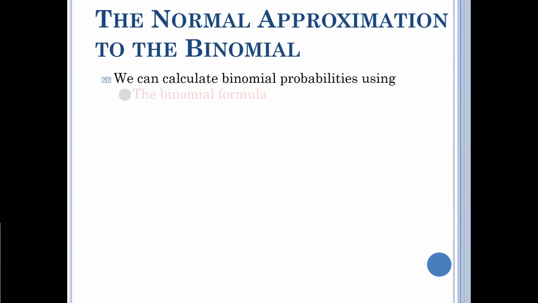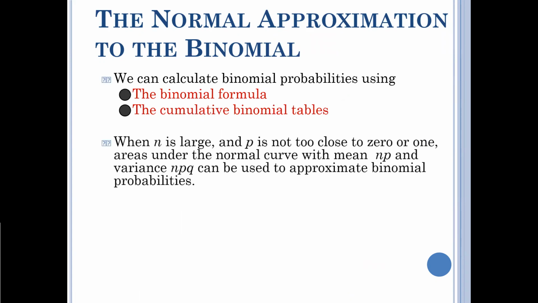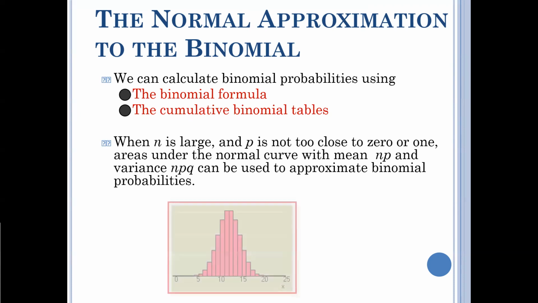Okay, the normal approximation of the binomial, we've already talked about this. We can calculate the binomial probability using the binomial formula. We can use the cumulative binomial tables. But when n is super large and p is not close to 0 or 1, i.e. it's right in the middle, close to 0.5, areas under the normal curve with a mean of np and a variance of npq, i.e. a standard deviation of the square root of npq, can be used to approximate the binomial. So this only works when n is large, and it only works when p is relatively close to 1/2.